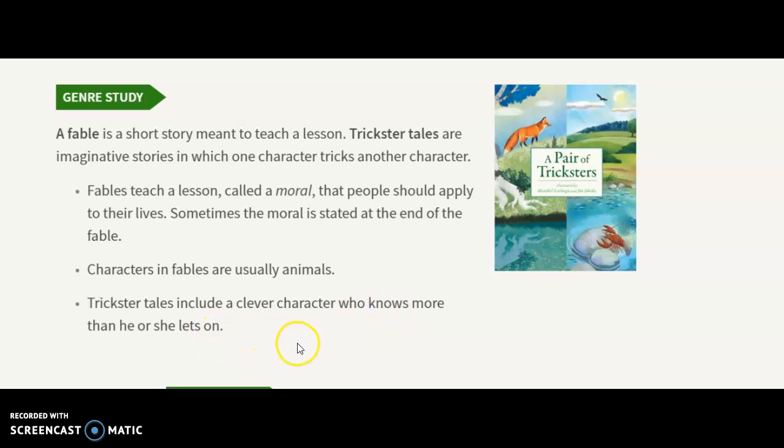So when we're talking about fables today, we're going to focus on author's purpose. That ties into our moral. What is the author wanting you to learn?